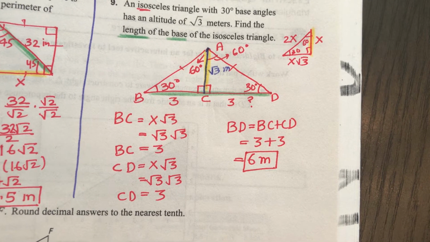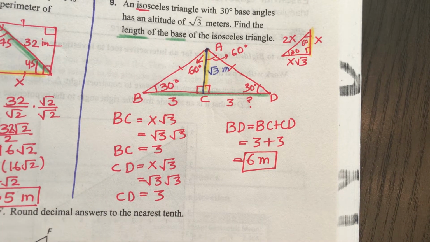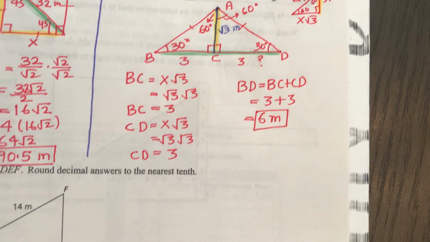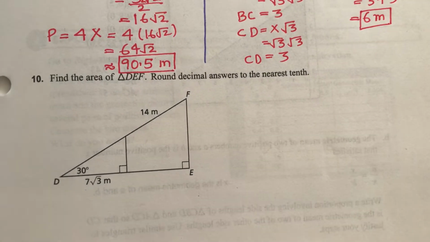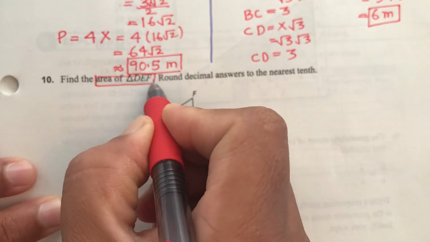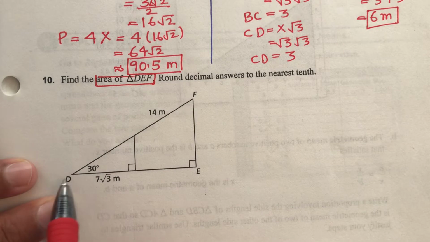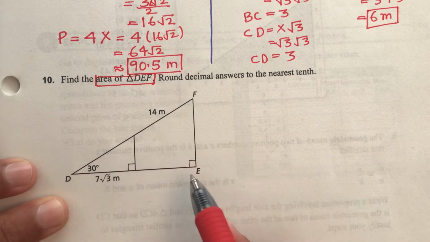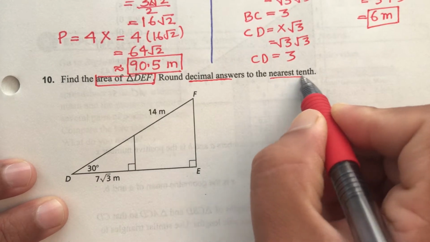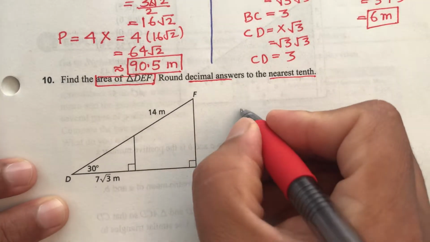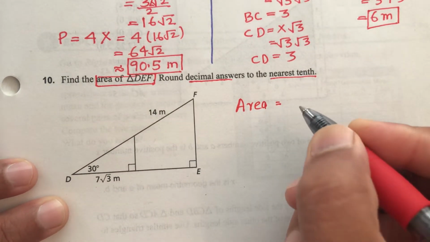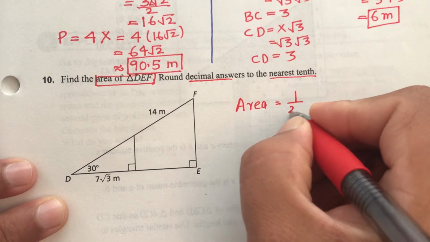Now I'm moving to the very last problem of this section. That's question number 10. Question number 10 is here. That is what? Find the area. Now it's a different thing. We have to find the area of some specific triangle. They say DEF, the bigger one. Round the decimal answer to the nearest tenth. All right. So if I talk about area in general, what is the area of a triangle? Right triangle. Half base times height.